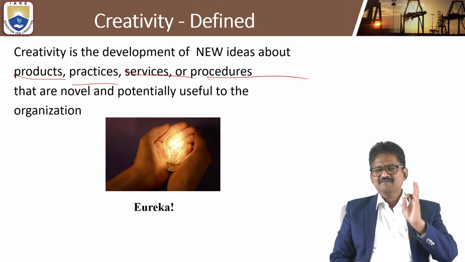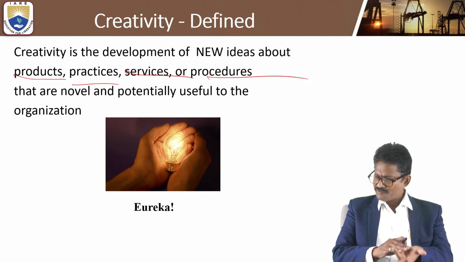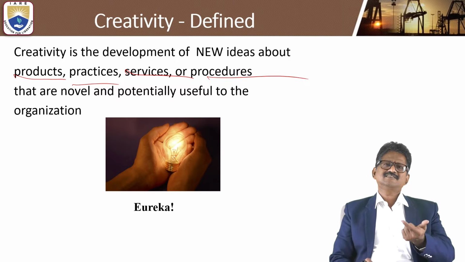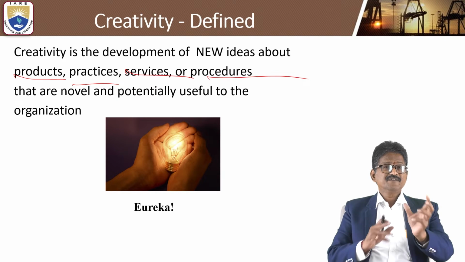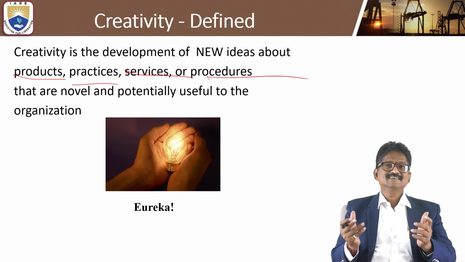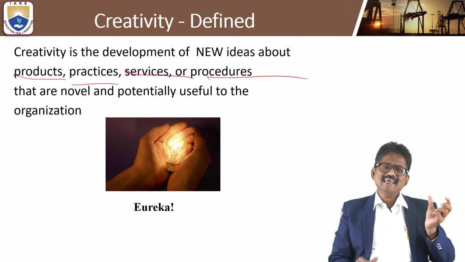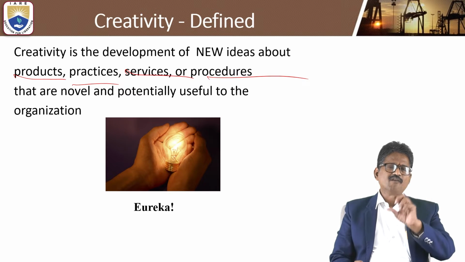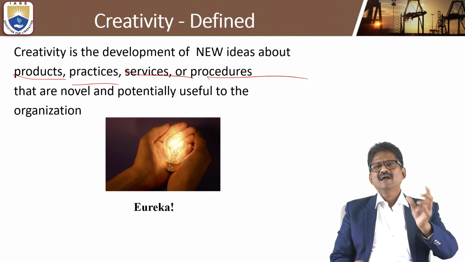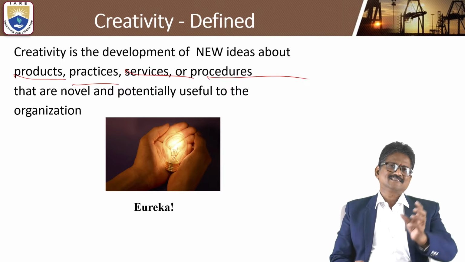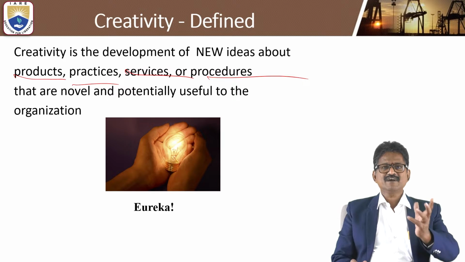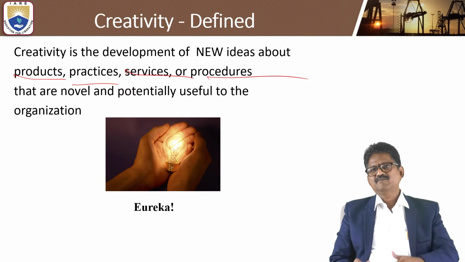Nowadays all the industries, whether software, chemical, or pharmaceutical, are expecting innovative products, different advanced practices, and easy customer services or procedures. So systematic procedures should be novel, something different, feasible to the customer, and potentially useful to the organization. Only then can you see that bulb.